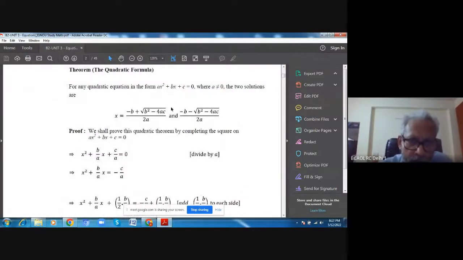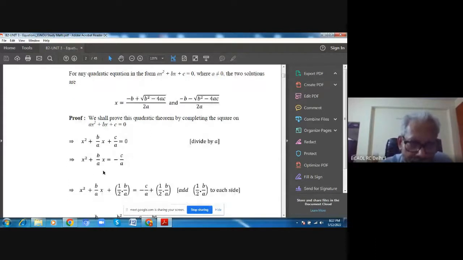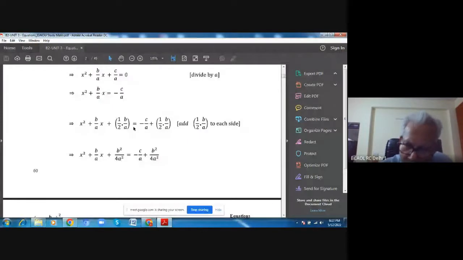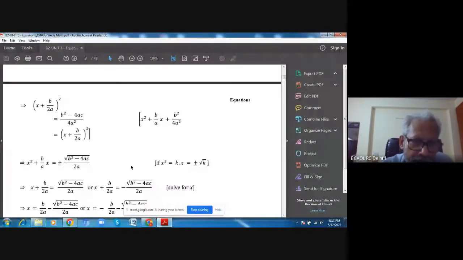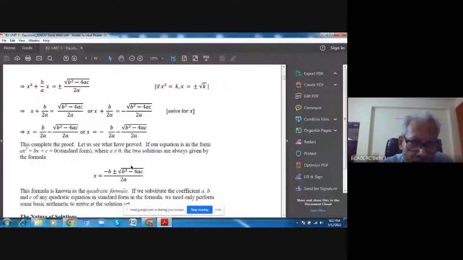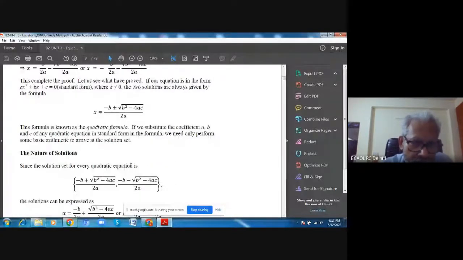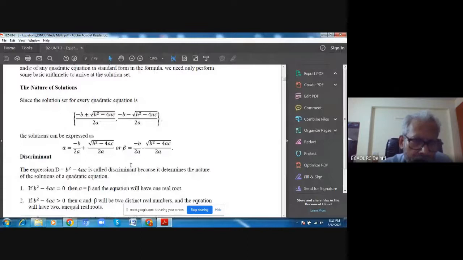If ax square plus bx plus c is equal to 0, then your roots are like this. How has it come? There is a proof already given. So you go through this and do it yourself step by step, whatever is given, and then based on this you can straight away go to the solution. Then you see.